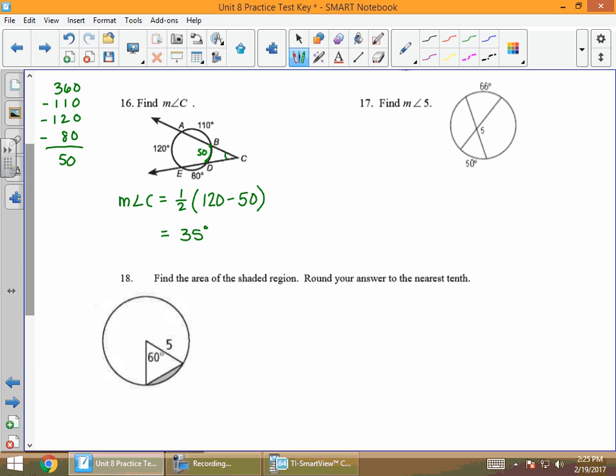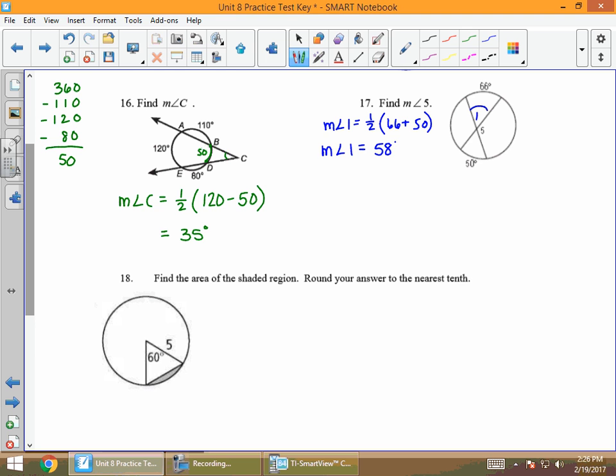For number 17, now I can see where they cross on the inside. So I'm actually going to find, I'll call this angle 1. I want to first find angle 1. So the measure of angle 1 is equal to half of the sum of its two arcs. So the primary arc to angle 1 is 66, plus the secondary arc, which is 50. So the measure of angle 1, I do 66 plus 50, and divide by 2, I should get 58 degrees.